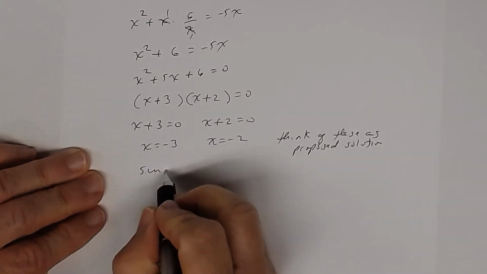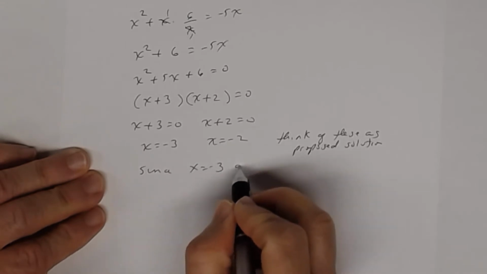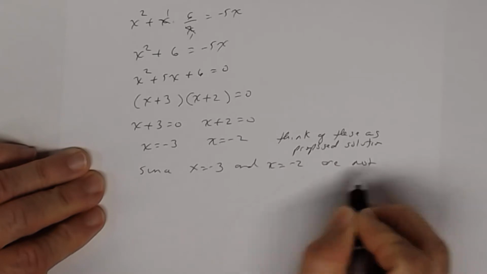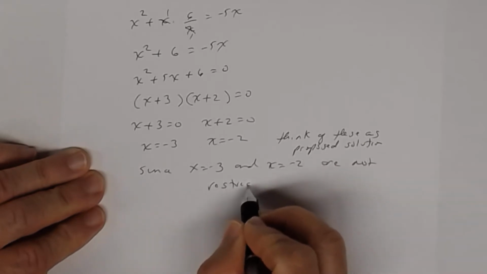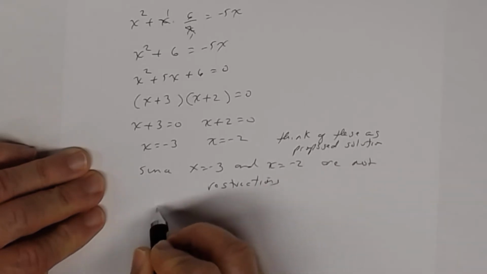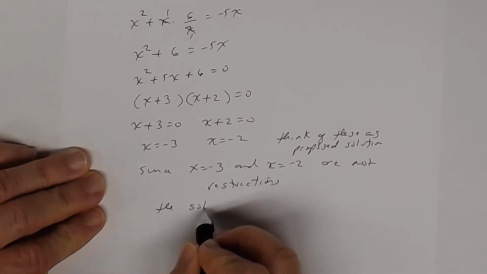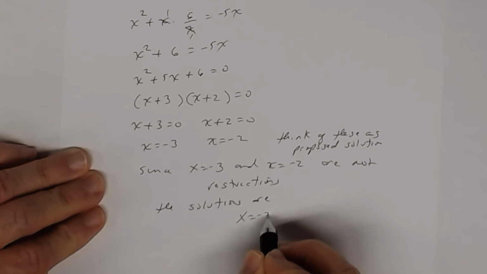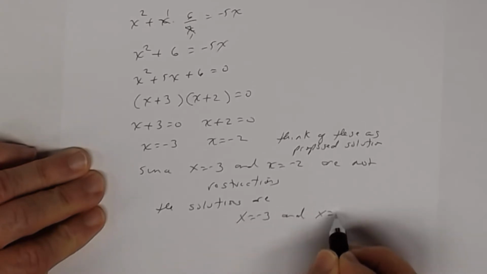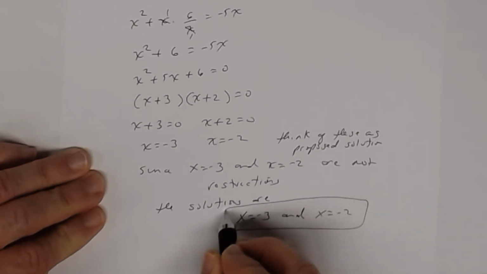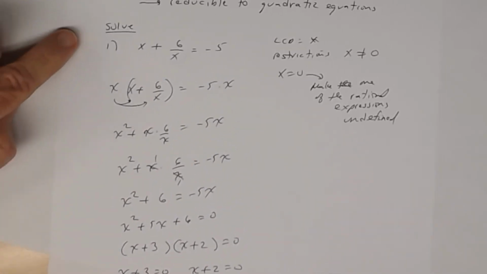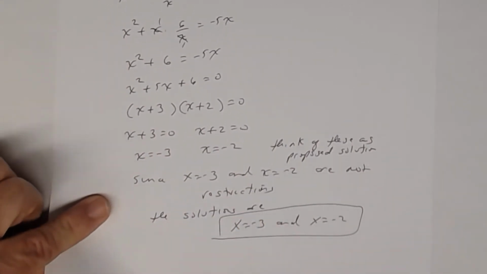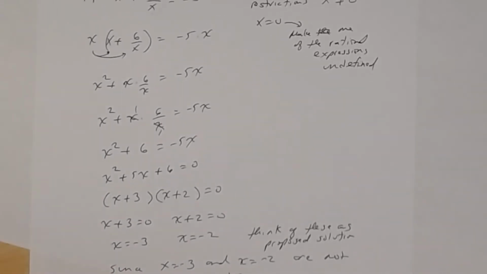So we're going to say since x equal -3 and x equal -2 are not restrictions, the solutions are x equal -3 and x equal -2. All right, and so those are your solutions. So there's the work. You have to show the work, and there's your solutions. All right, so that's number 1. So it's not difficult at all.